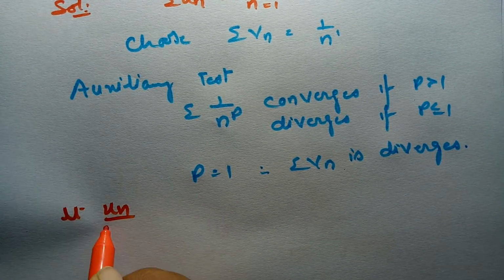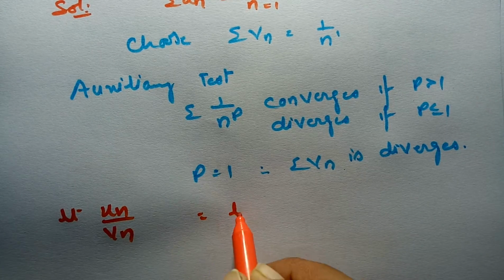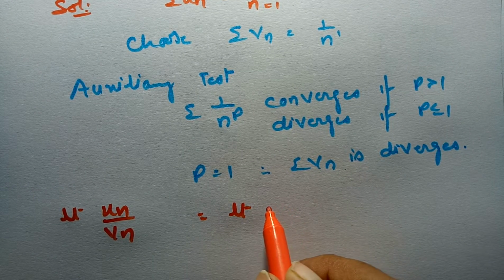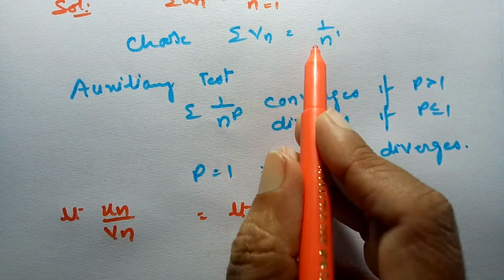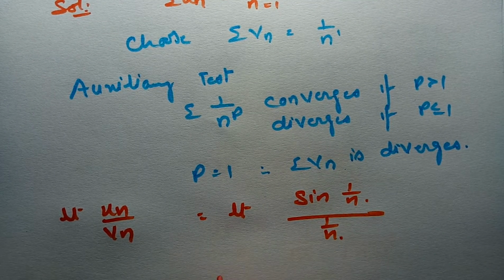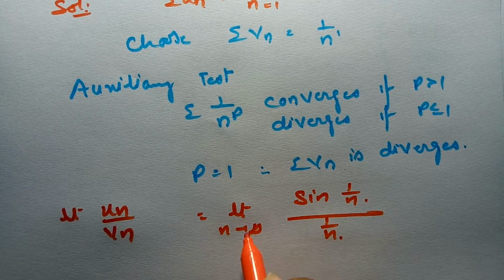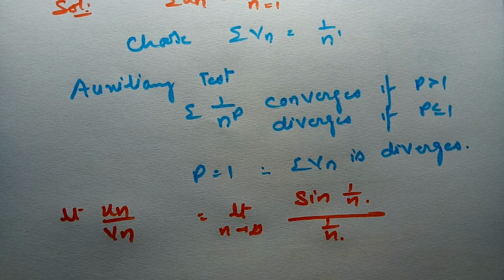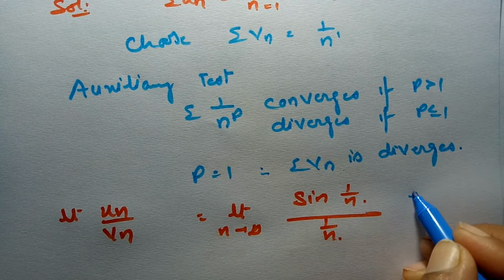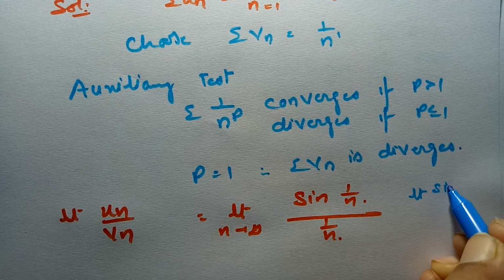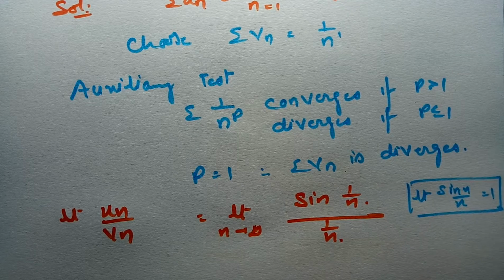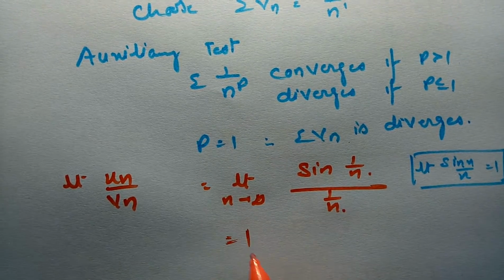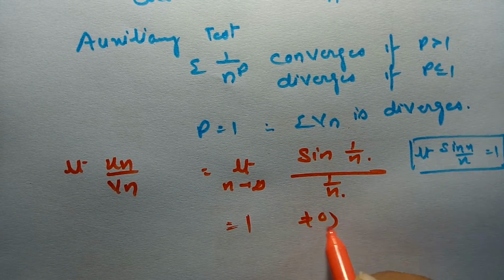For that, limit of Un by Vn we have to calculate. That is limit n tends to infinity. What is Un? Un is nothing but sine 1 by n, by what is Vn? It is 1 by n. As you all know, limit n tends to infinity of sine x by x is equal to 1, and therefore this value is 1, which is not equal to 0.